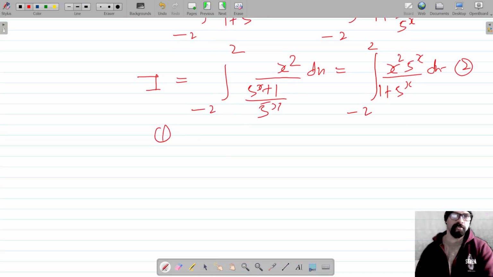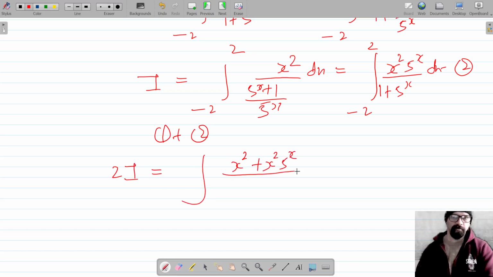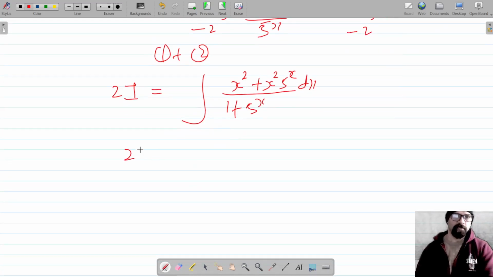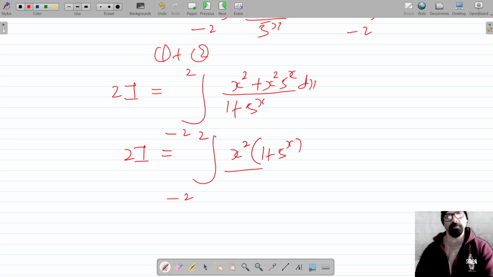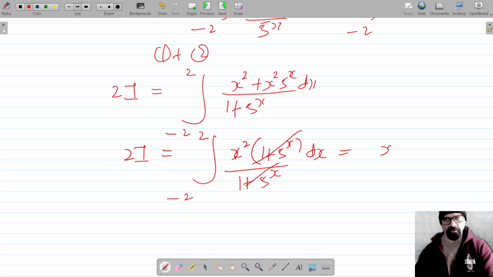So I'm going to add 1 and 2. Adding 1 and 2 gives me 2I is equal to the integral from negative 2 to 2 of x squared plus x squared into 5 raised to x upon 1 plus 5 raised to x, dx. Take x squared common: 1 plus 5 raised to x upon 1 plus 5 raised to x, dx. This gets cancelled. So the integration of x squared is x cubed by 3, and the limits are negative 2 to 2.